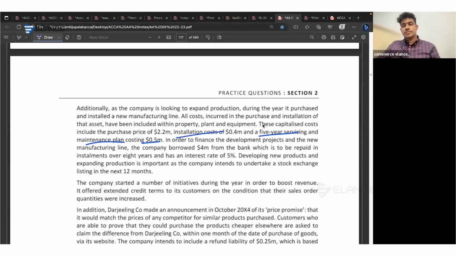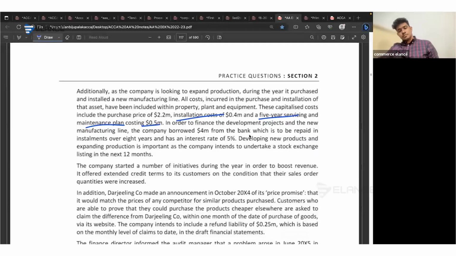Company borrowed bank loan, current and non-current. Good. Company has taken a new bank loan. So it's a usual risk which used to appear in almost all the exams, and it's a very easy risk as well, right? So the company has taken a new bank loan.